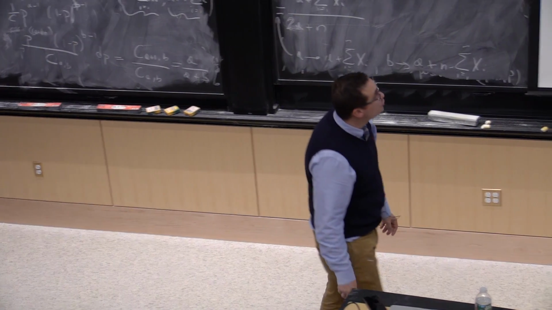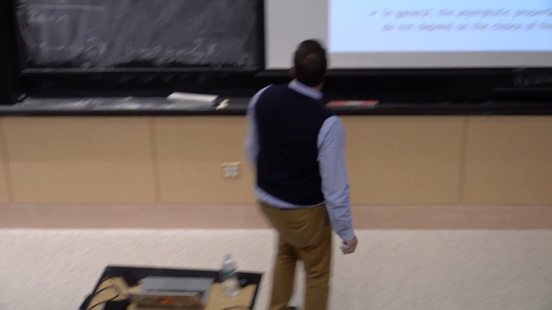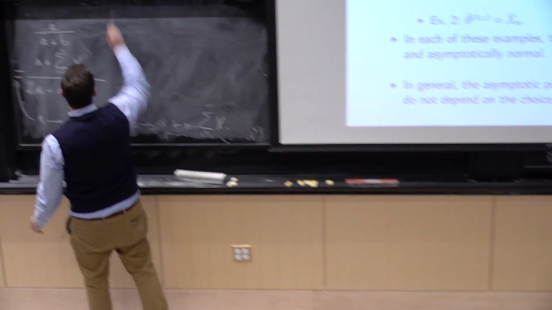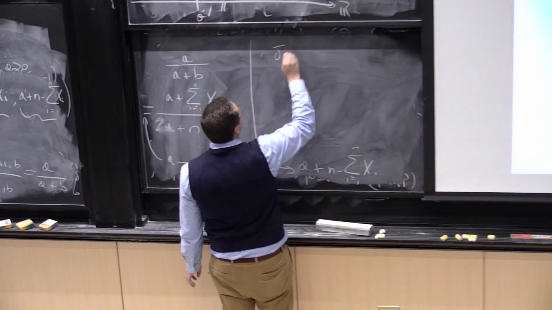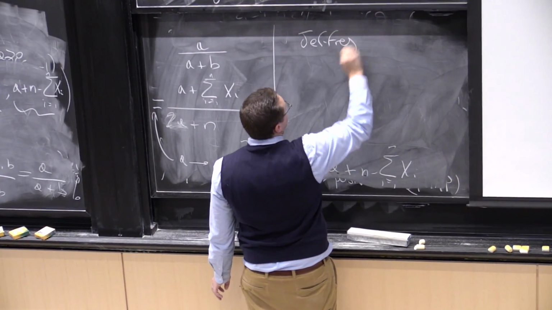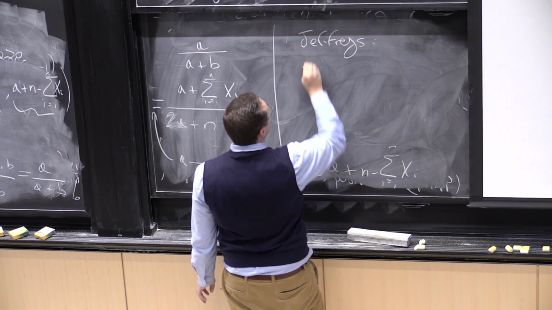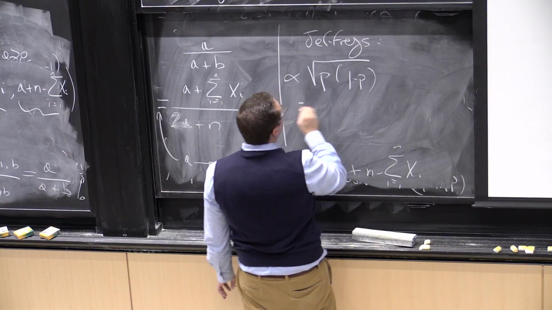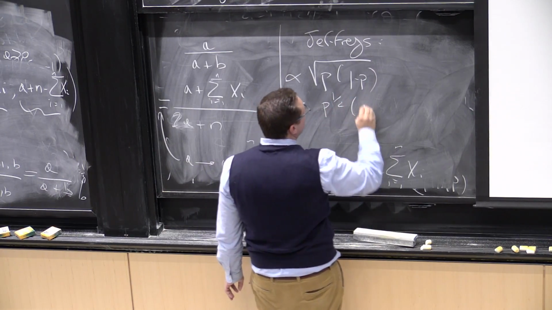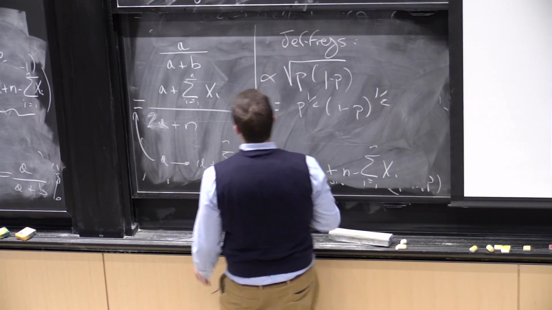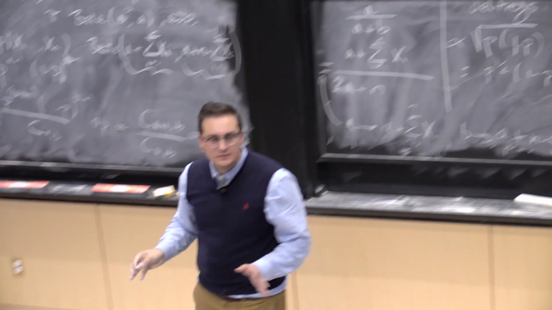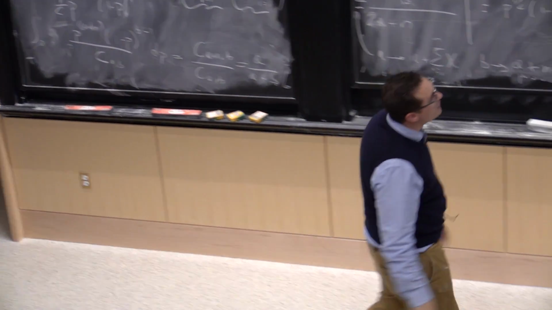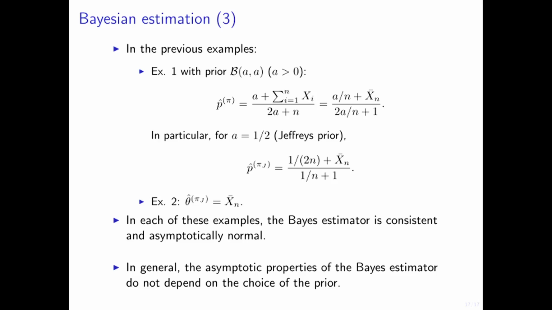So for a equal to 1/2, I claim that this is Jeffreys prior because remember, Jeffreys was proportional to the square root of p(1 minus p), which I can write as p to the 1/2, 1 minus p to the 1/2. So it's just the case a equal to 1/2. So if I use Jeffreys prior, I just plug in a equals 1/2, and this is what I get.